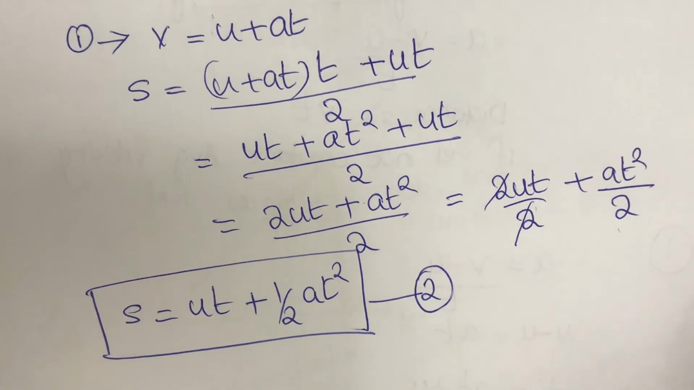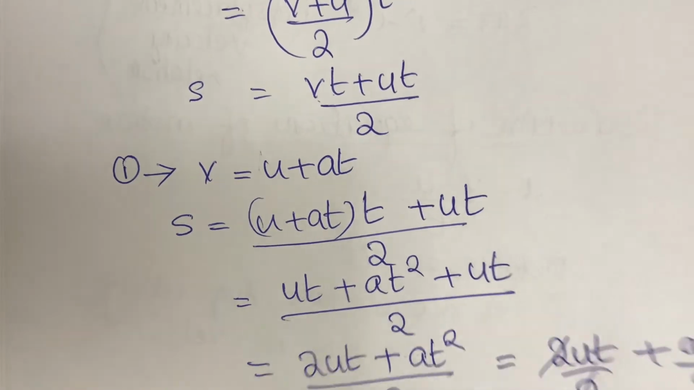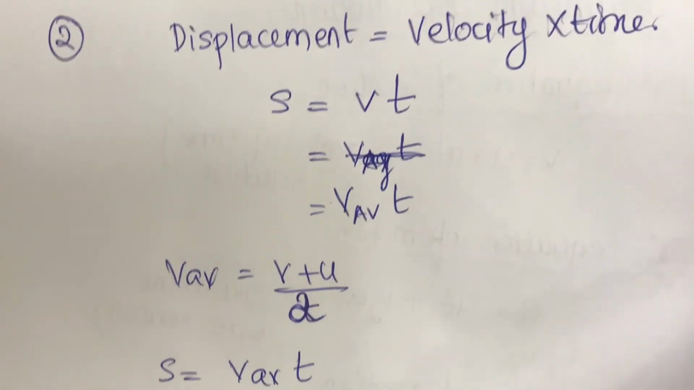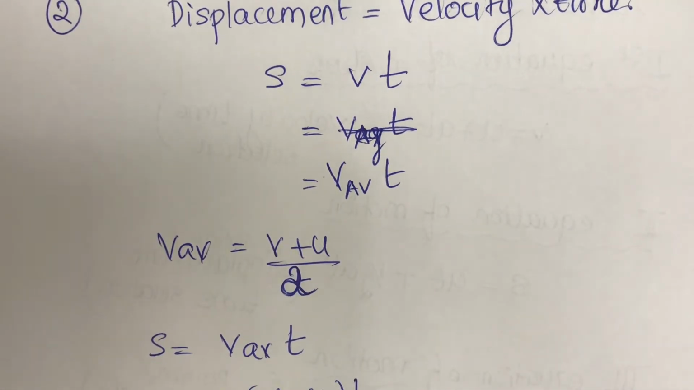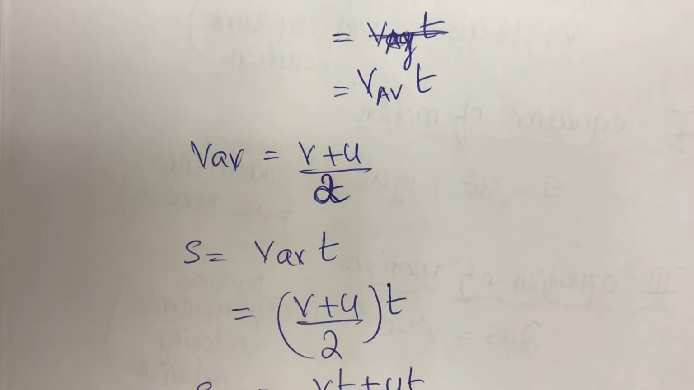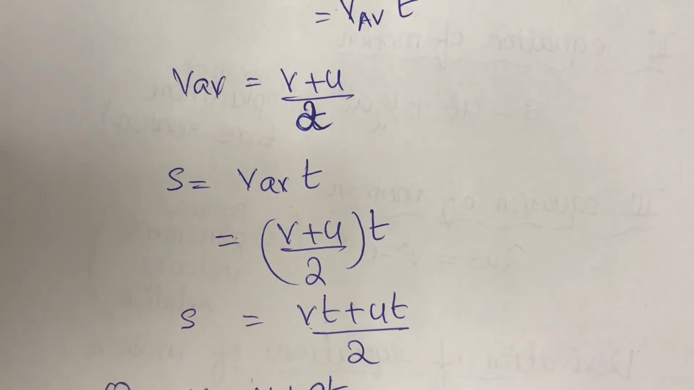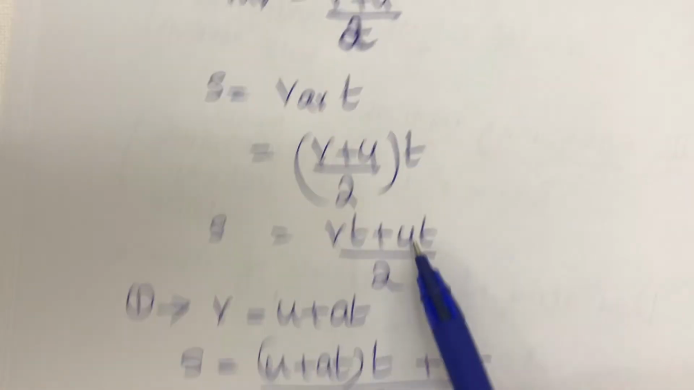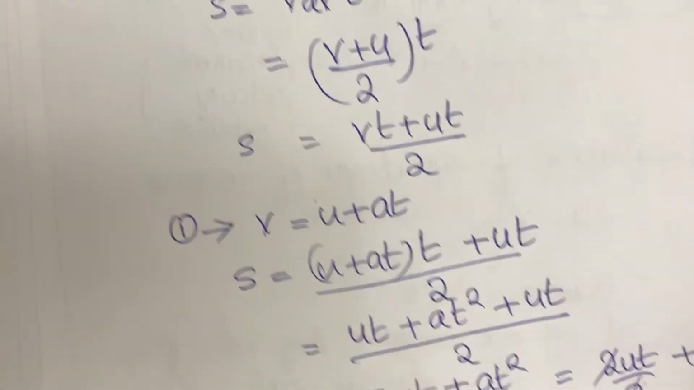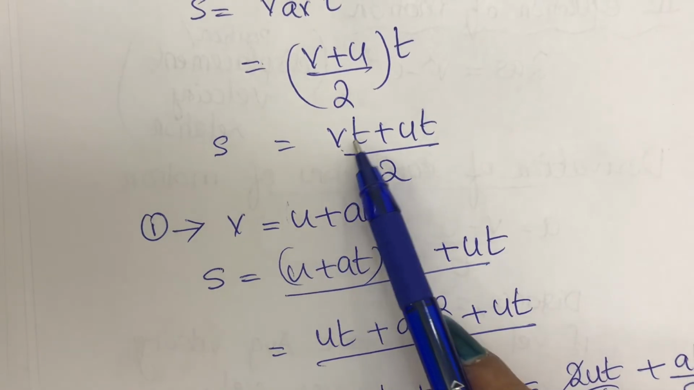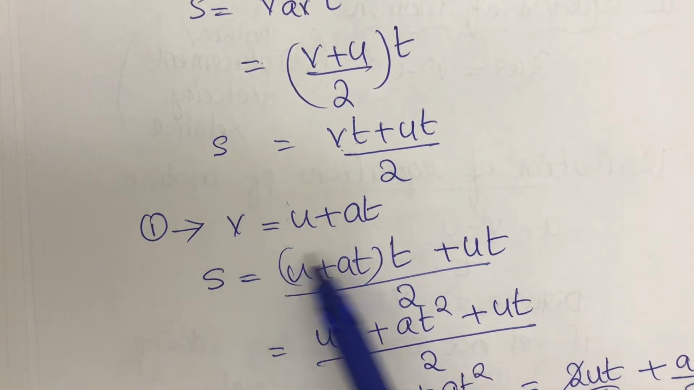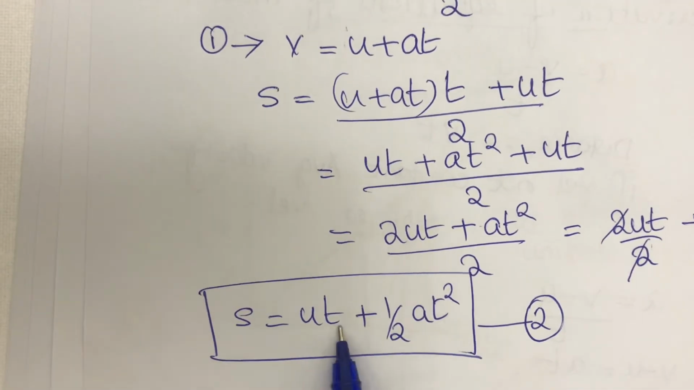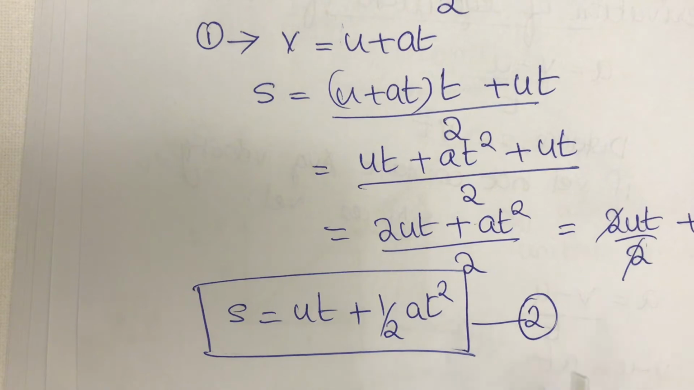So this is how we derive our second equation. Displacement is velocity into time, and if the velocity is not constant, we take the average velocity, which is (v plus u) by 2. So s is equal to (v plus u) by 2 into t, that is vt plus ut by 2. Instead of the final velocity, we substitute the first equation of motion, and then we get our second equation: s = ut plus half at square.